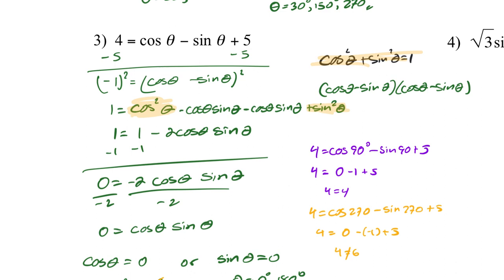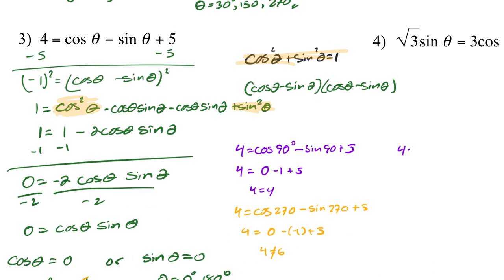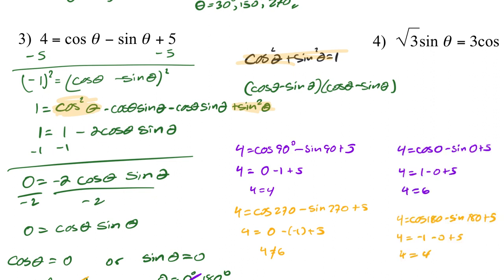I'm going to do the same with the 0. So I got 4 equals cosine of 0 minus sine of 0 plus 5. So I got 4 equals 1 minus 0 plus 5. 4 equals 6. Again, this is not a solution. And at the end, I'm going to do the same with 4 equals cosine of 180 minus sine of 180 plus 5. So I got 4 equals negative 1 minus 0 plus 5. So 4 equals 4. So that means that my solutions here are 90 and 180 degrees.